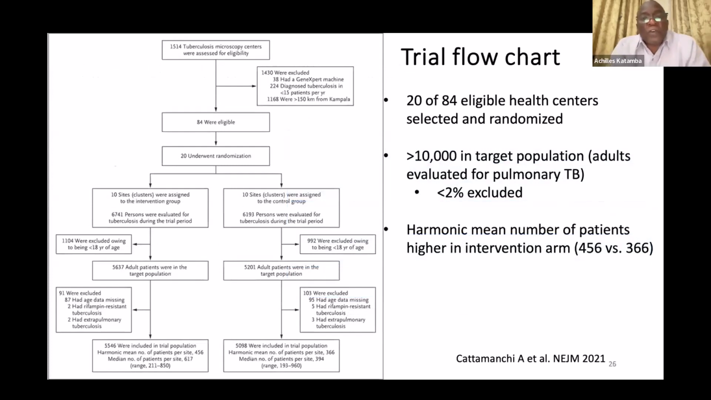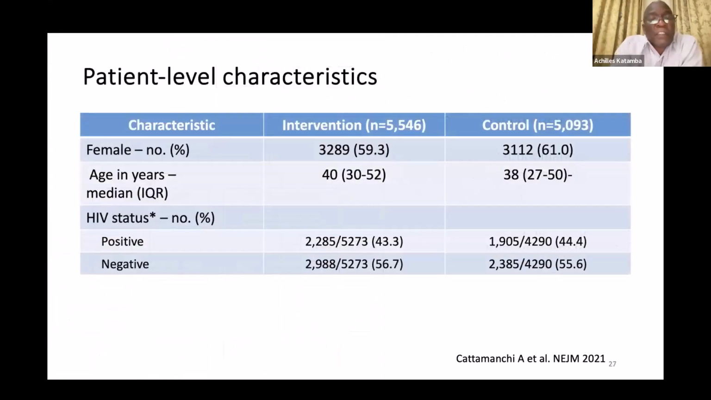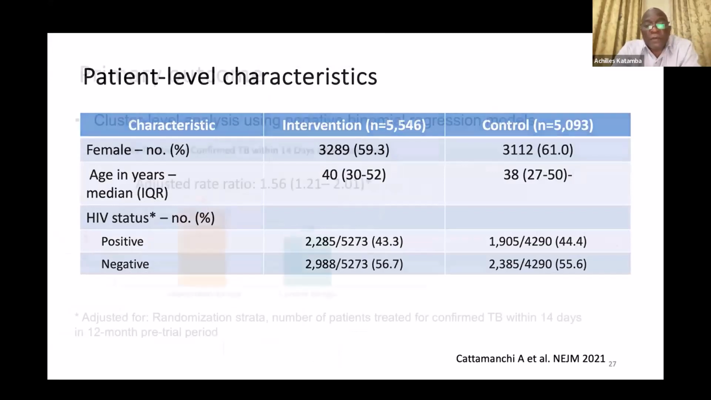So this will show you, we worked with the National TB Program to select 20 out of the 84 eligible health centers. And these treated more than 10,000 targeted population adults, and very few people were excluded from this. The harmonic mean number of patients was higher in the intervention arm, 456 versus 366. So the patient level characteristics in the intervention and control arm, as you can see, were similar. Really, they were all similar on female, age, and HIV status.